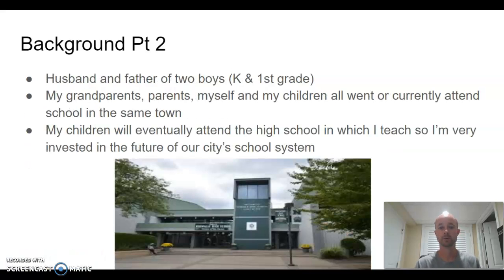Husband and father of two boys. I have a kindergartner and first grader. My grandparents, parents, and myself and my children all went to or currently attend the school in the same town. My two boys will eventually end up at the same high school that I teach at, so I'm very invested in what goes on in the school and what goes on in the community.